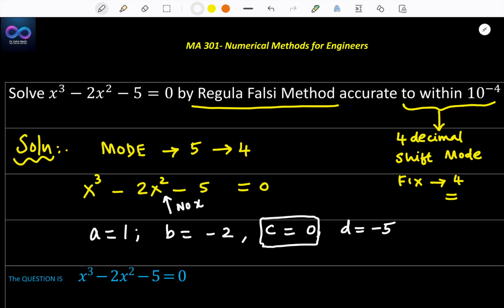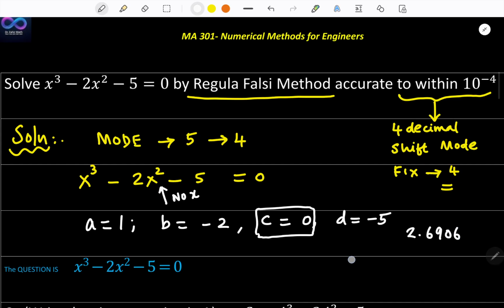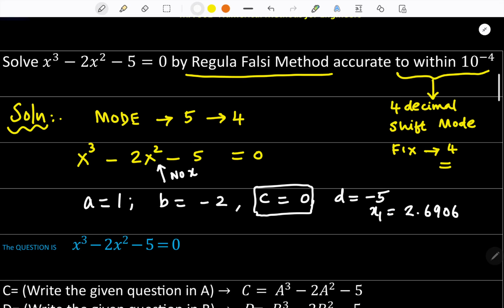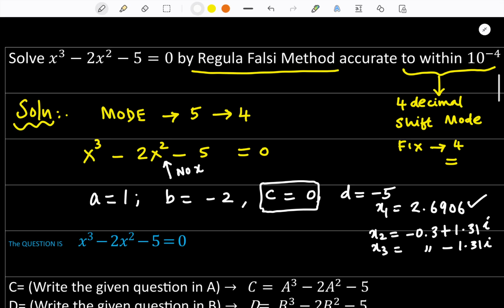If I give this in the calculator, it gives the answer 2.6906. And the next answers give complex numbers. x1 is this one. x2 is equal to, I got negative 0.3 plus 1.31i. And x3 is equal to the same one with minus 1.31i. Right? So we are talking about the real root. So our answer should be 2.6906. You should get it in the final step of this method. Okay? How are we going to do it?